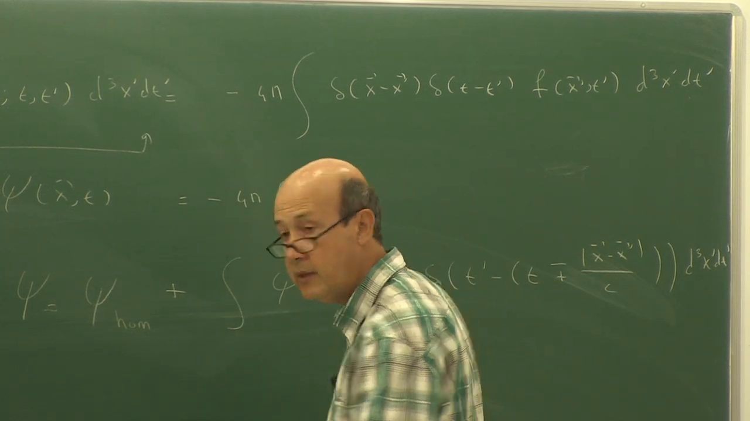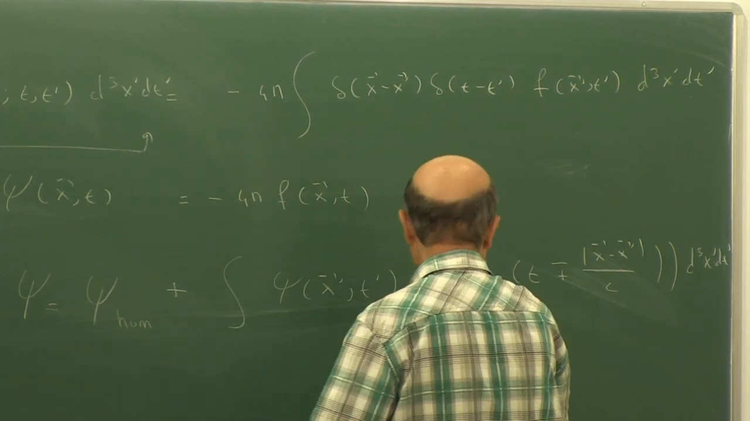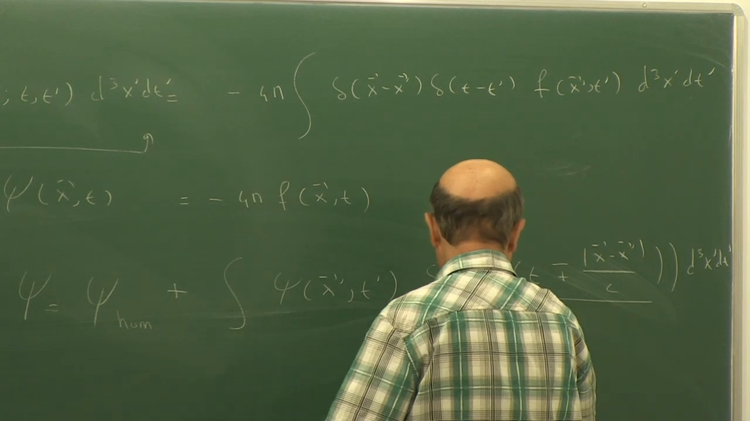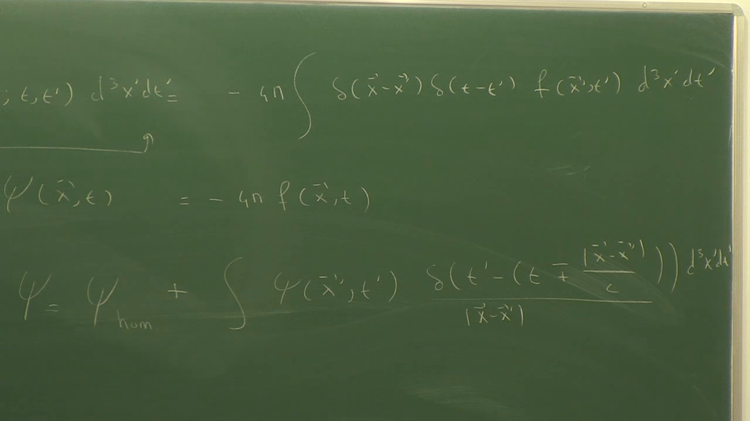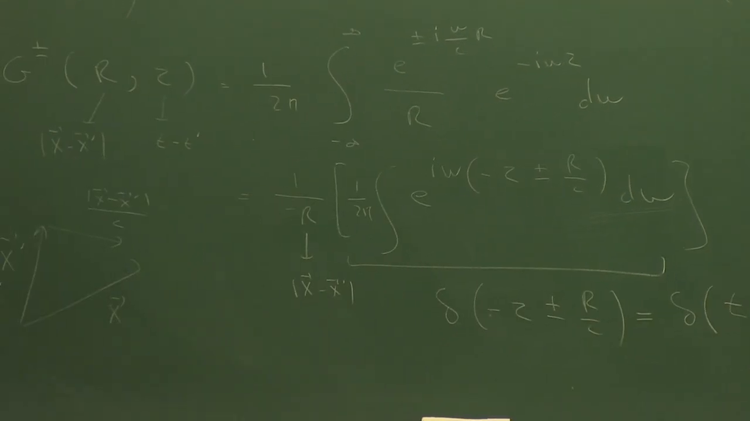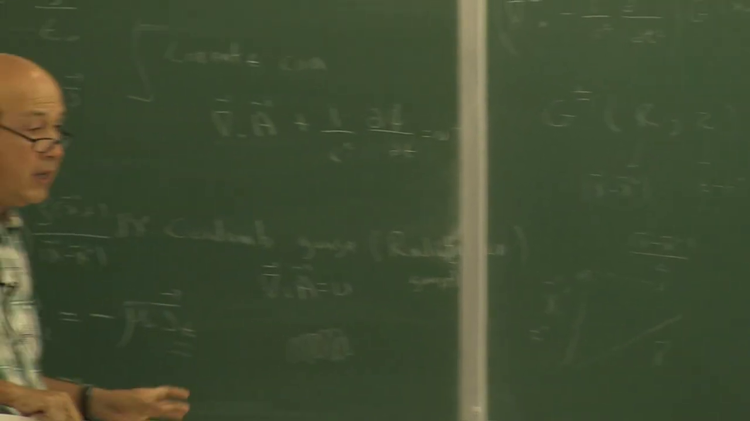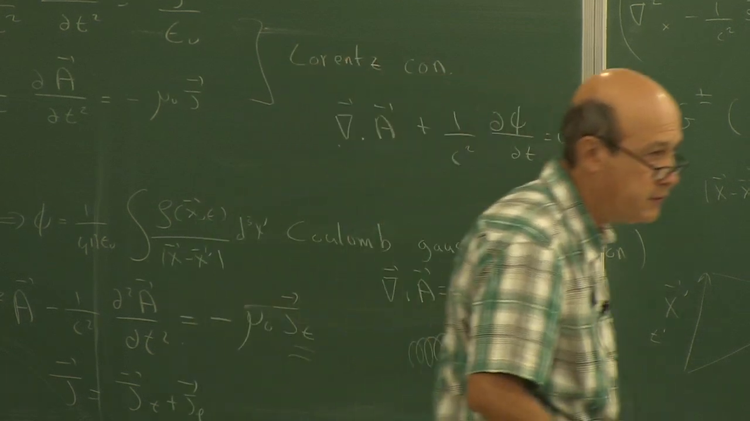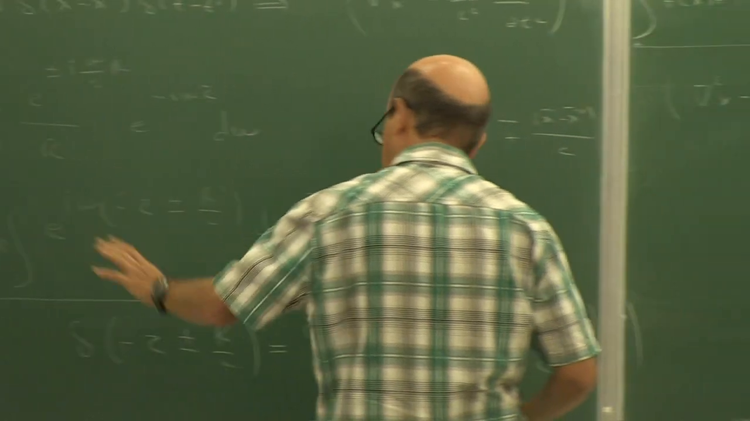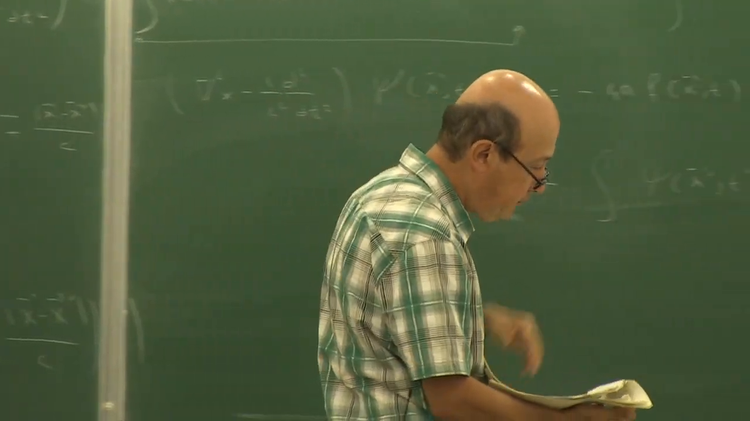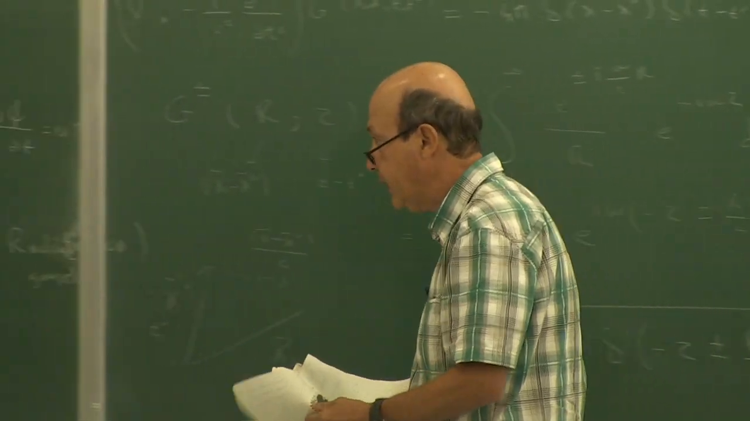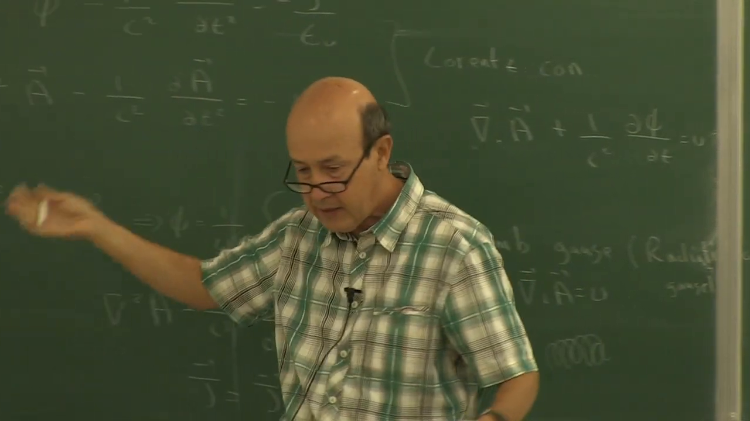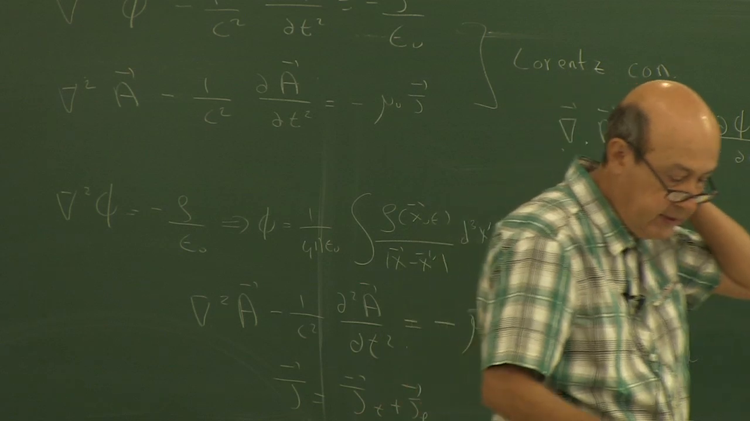I forgot one thing, but what did I forget? 1 over r. 1 over r means 1 over the magnitude of x minus x prime. This term is 1 over r. Now, so that's all for the Green's function. So we can solve the non-homogeneous wave equations. We can find the scalar potential and vector potential. After finding the scalar and vector potential, we can calculate the electric field and magnetic field.